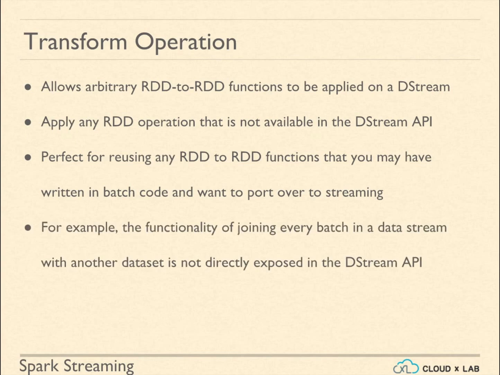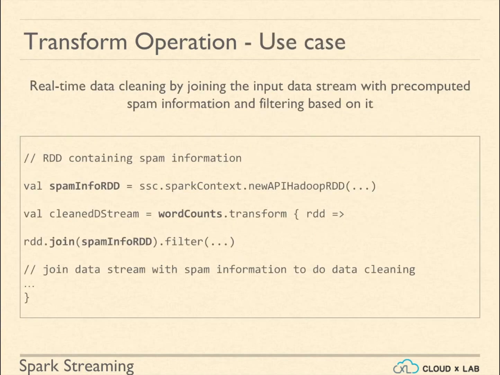For example, the functionality of joining every batch in a data stream with another dataset is not directly exposed in the DStream API. We can easily do it with the transform operation. Let us understand this with a use case.